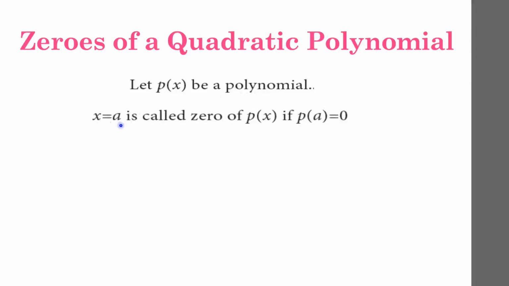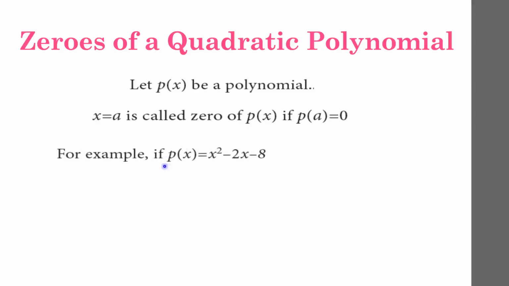Next we see zeros of a quadratic polynomial. Let p of x be a polynomial. You have to consider one polynomial named p of x. x equal to a is called a zero of p of x if p of a equal to 0. That is, in that polynomial you have to replace the x with a, that is p of a. If that answer is 0, we can say that x equal to a is called a zero of p of x.